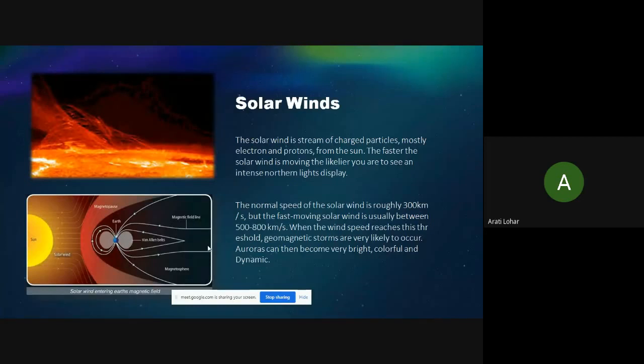Auroras can then become very bright, colorful, and dynamic, which means that on increasing the intensity of the solar wind, auroras are more frequent and brighter during the intense phase of the solar cycle.